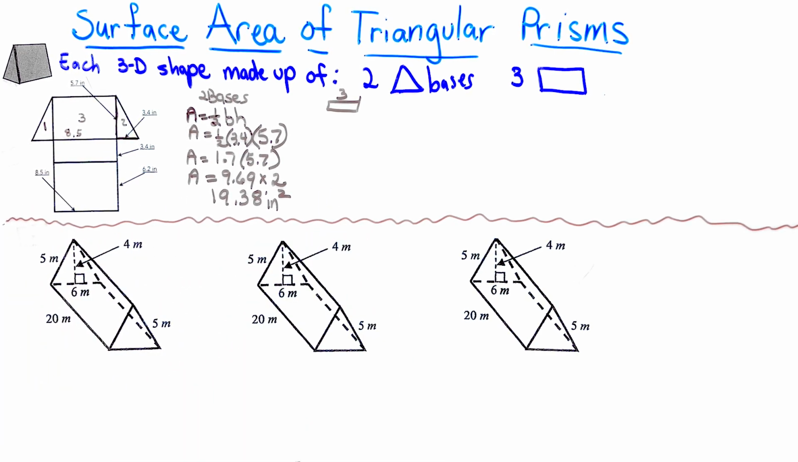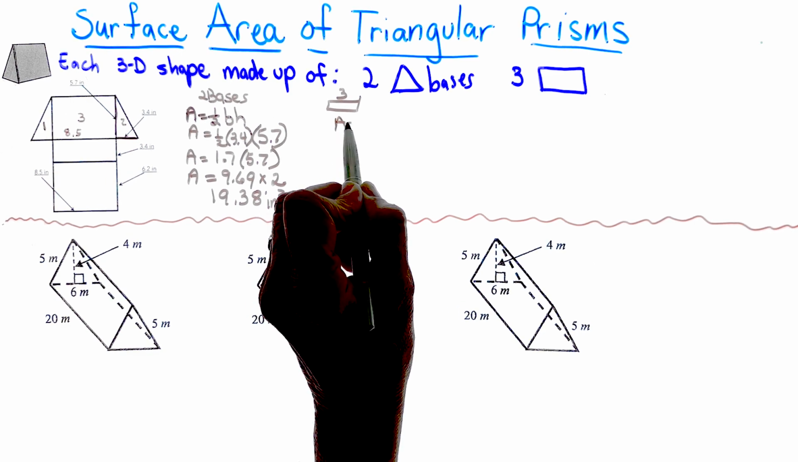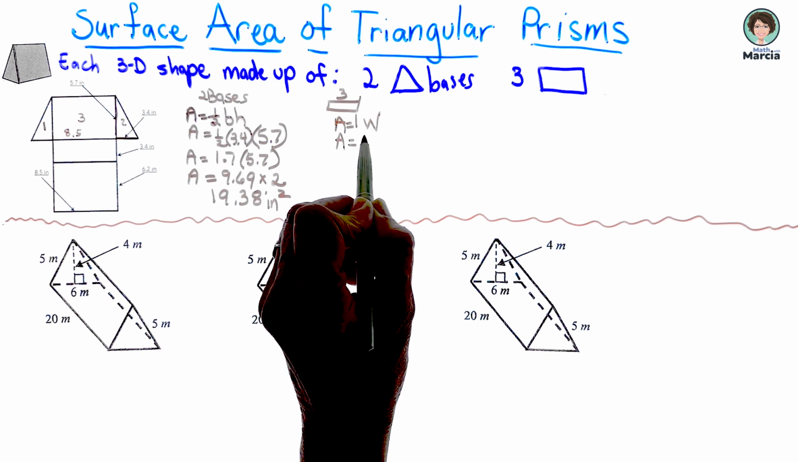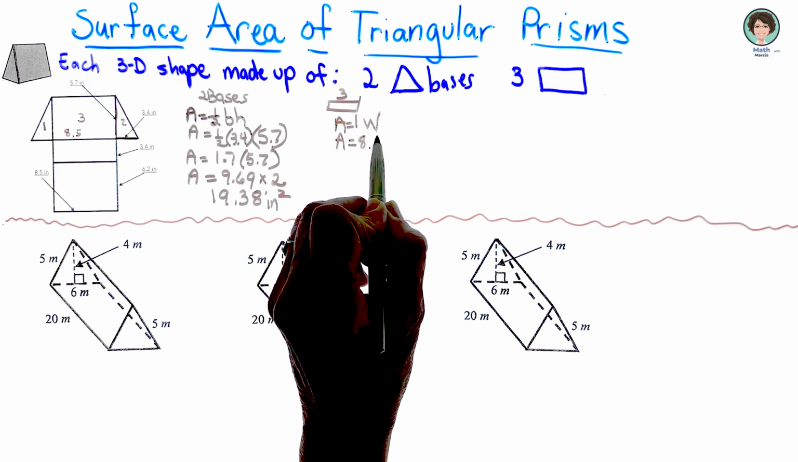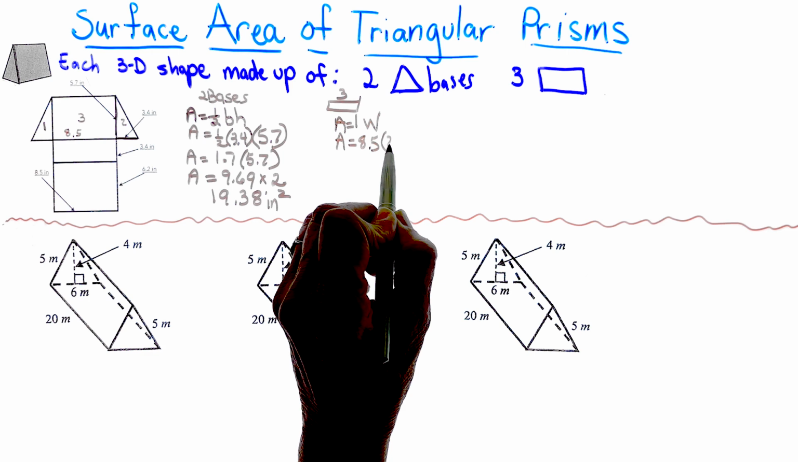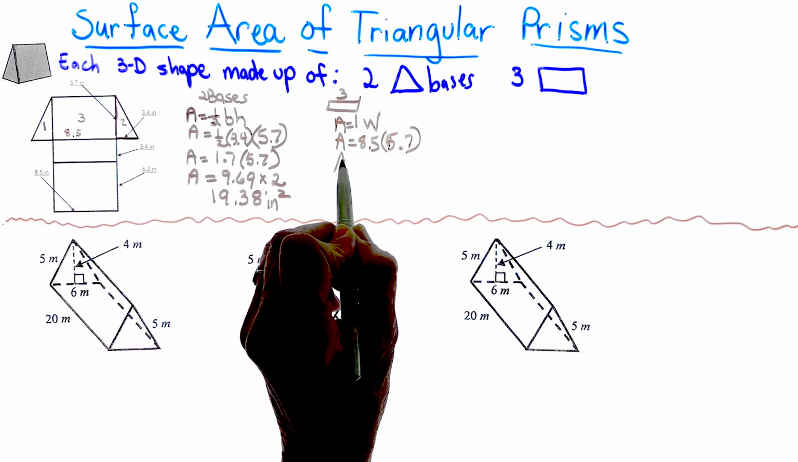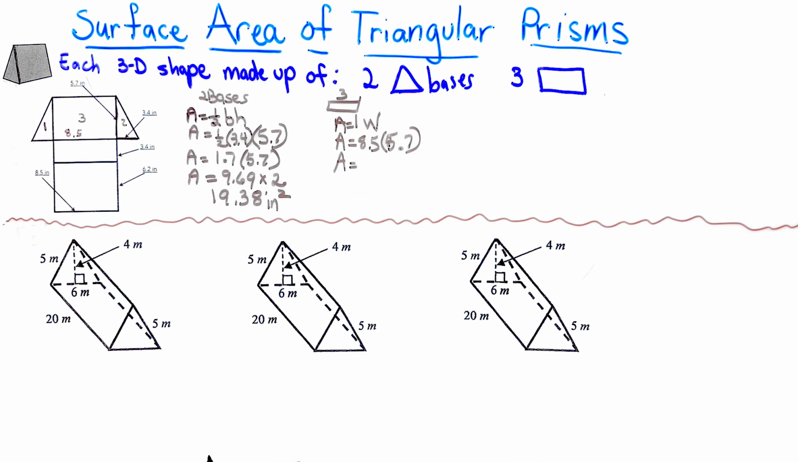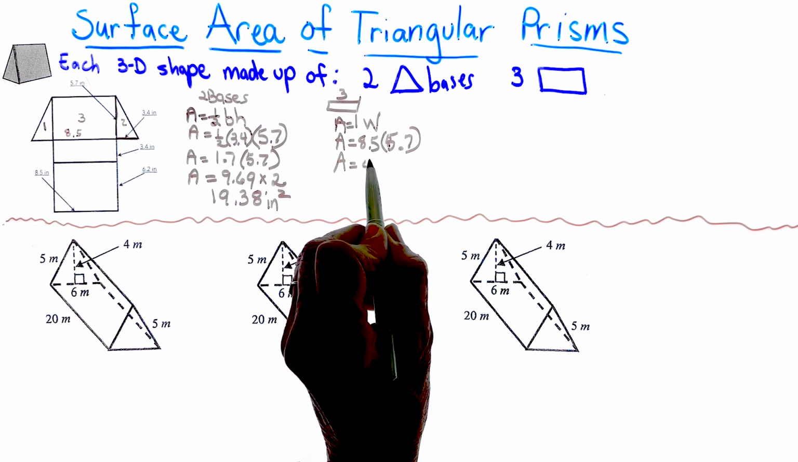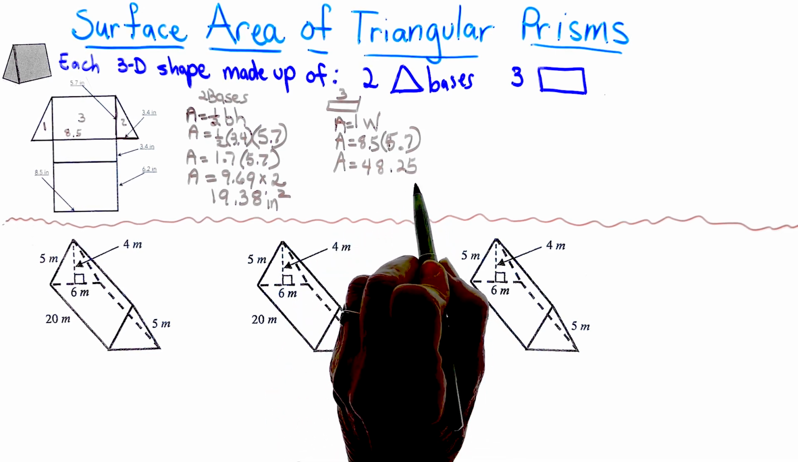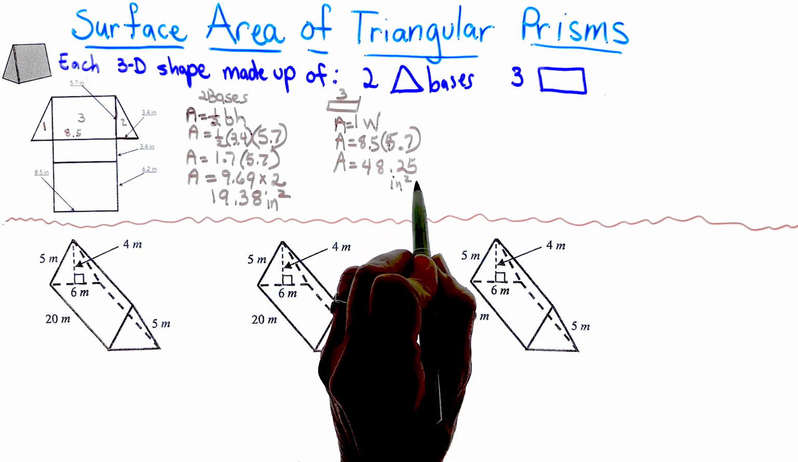So for this one, we're going to say area is equal to length times width. Area is equal to 8.5 times 5.7. When I multiply 8.5 times 5.7, I get 48.45. Again, we know that is in inches squared.